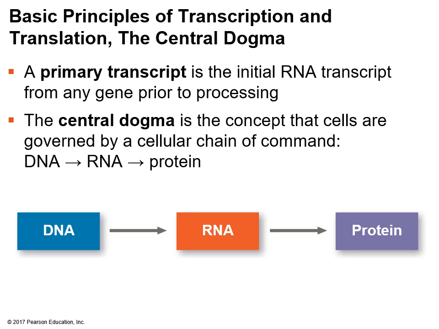The central dogma is the concept that cells are governed by a cellular chain of command, or you can also call this the flow of genetic information. We start with DNA, and DNA is used to synthesize RNA, and RNA is used to synthesize a protein, also called a polypeptide.